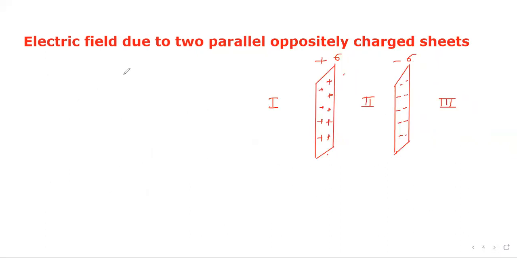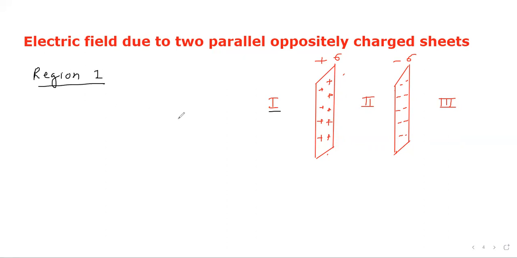Now consider the next case, electric field due to two parallel oppositely charged sheets. So here, this is the positively charged sheet, this is the negatively charged sheet. These are the surface charge densities. Again, we are going to consider three regions. So suppose region first.